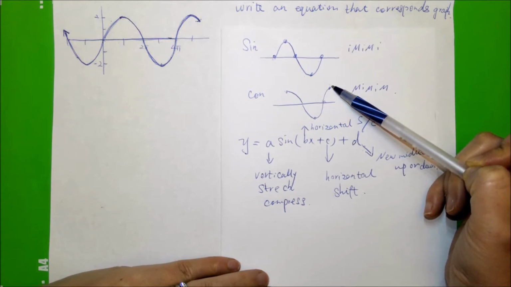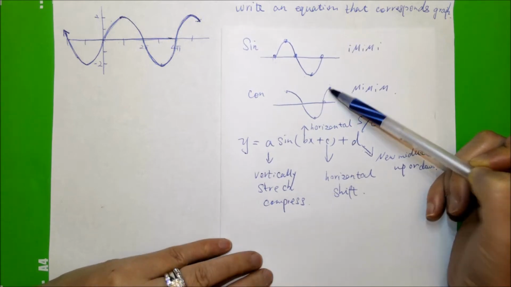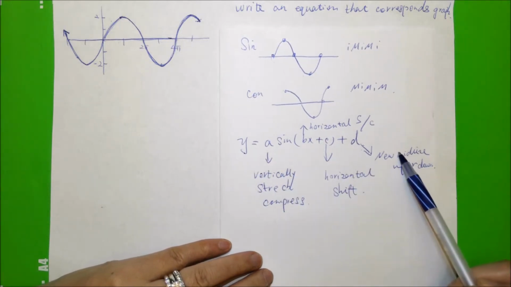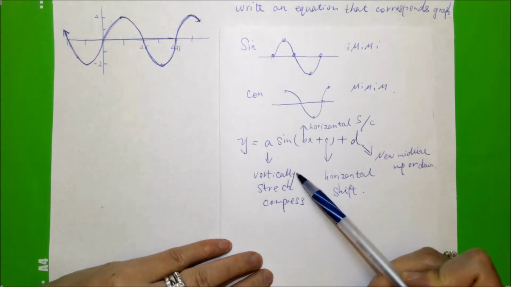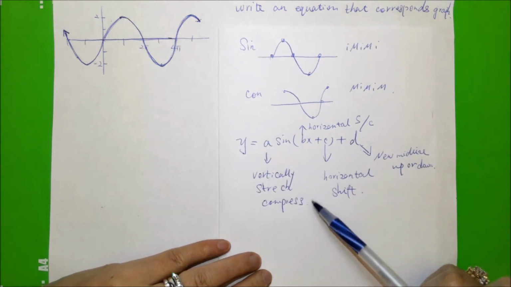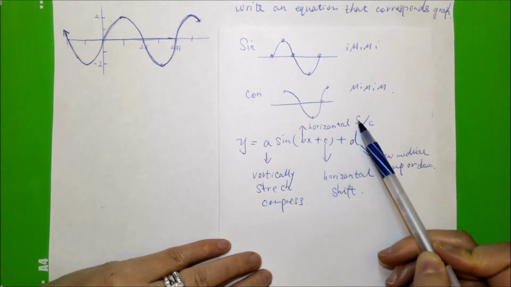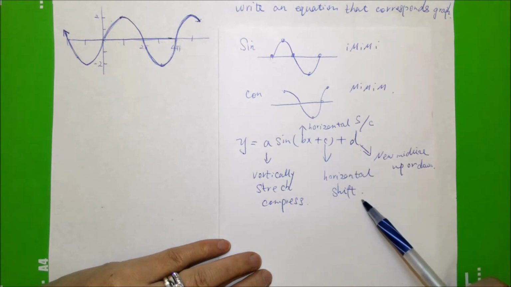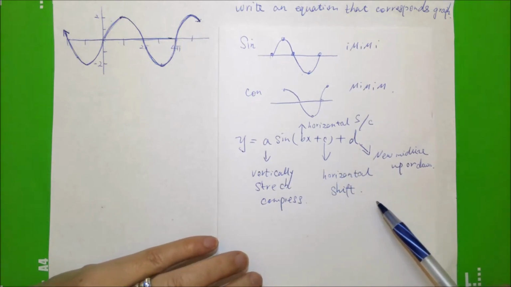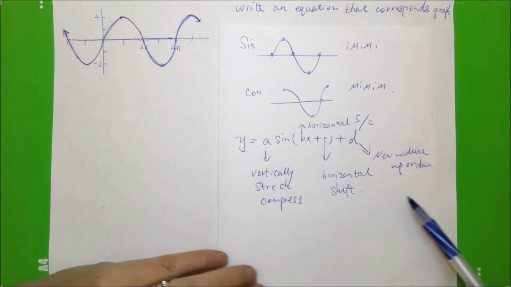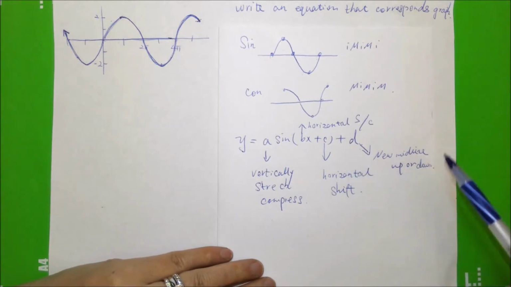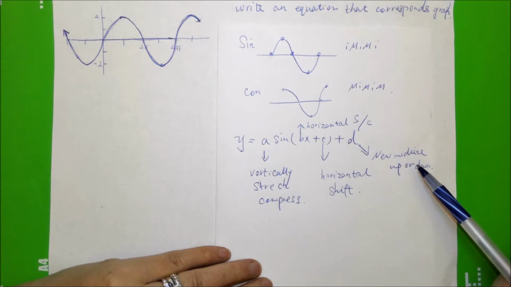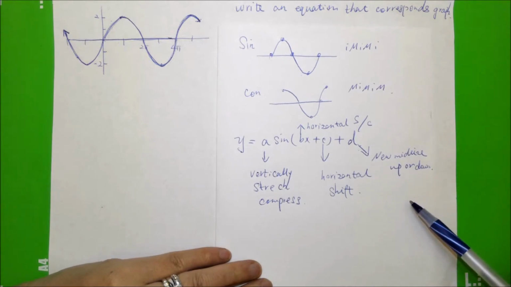In order to write the equation of the graph, you need to know what A, B, C, D mean in this equation. A decides vertically stretch or compress. B decides horizontal stretch or compress. C decides horizontal shift, which means have you translated your graph to the left or to the right. D will be your new midline, which also means have you translated your graph up or down.